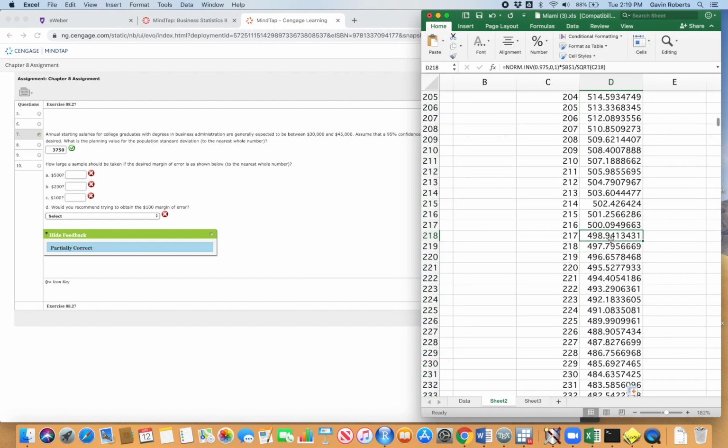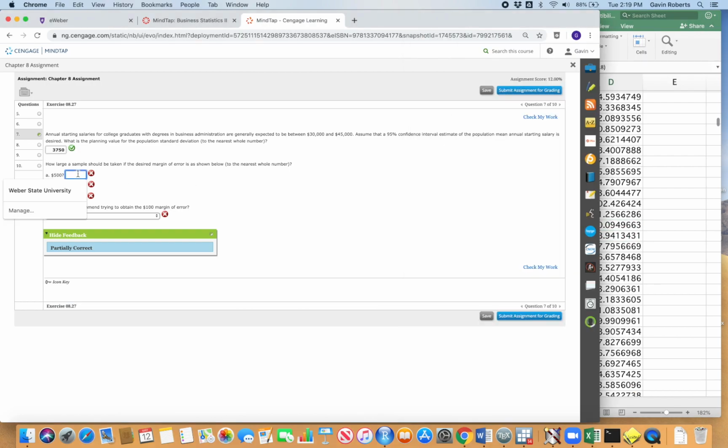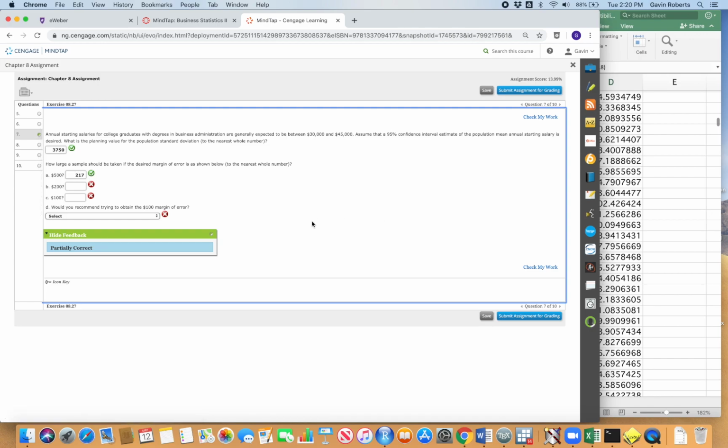Well, it's either 216 or 217, right? Let's try 217 because it's less than. Let's just go for it. 217. You won't be punished for plugging tons and tons of wrong answers in here, so you could just plug random numbers until it turns green. But you should get it on the first try.